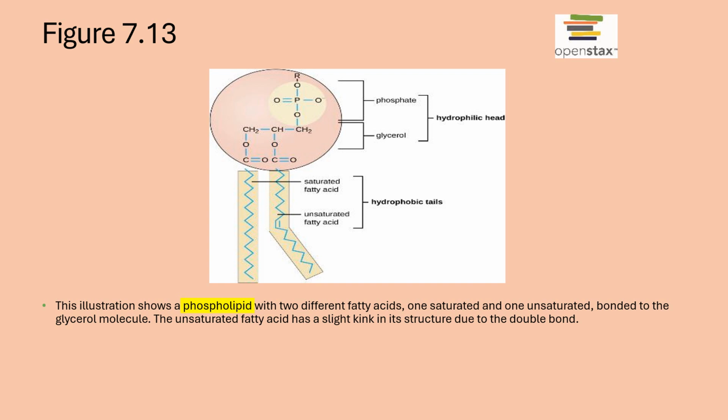Now here's an example showing saturated where there's no double bond, so it lies nice and long and straight, versus an unsaturated where right here you have a double bond and it forms a little kink in it.